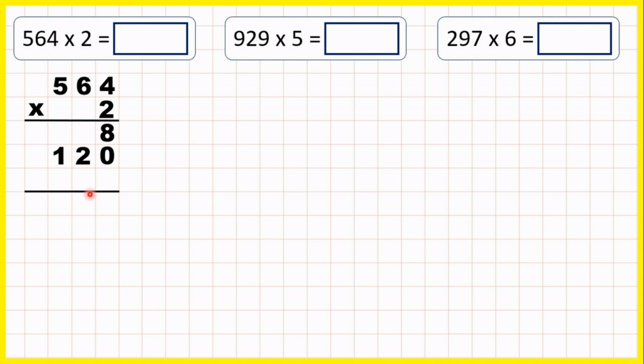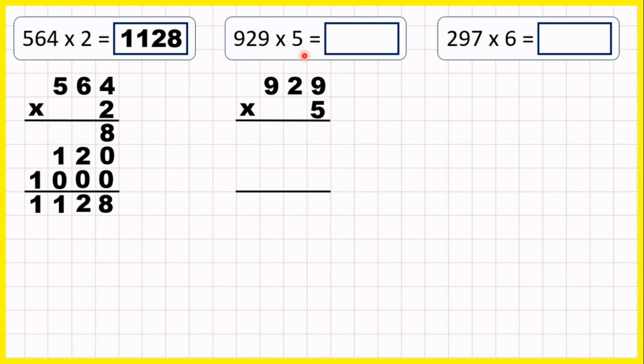But here we're going to need 2 zeros, and that's because we're next going to multiply by this 5 in our hundreds. But because it's in our hundreds, we need zeros in our tens and our 1's. Now 5 times 2 is 10, so the last step is just to add up our answer lines. When we do that, we have our answer, 1,128.